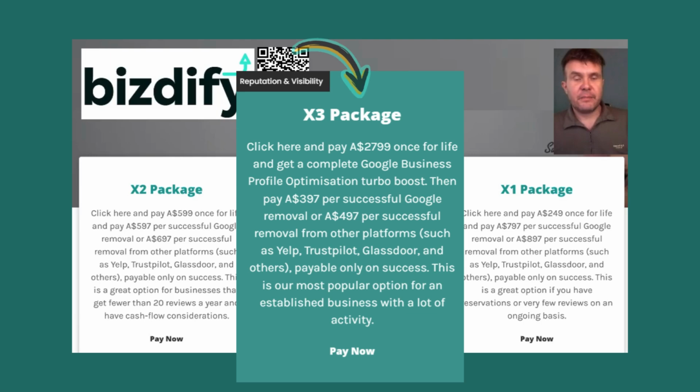The X3 package: bigger, more successful companies, or even more successful smaller companies, generally speaking always go with this one, because you get a massive Google Business Profile Optimization turbo boost. So it's 3 months worth of work, but the optimization will permanently help you. And you can continue with more optimization after that. Pricing depends on the challenge of your business. So you pay that once for life, but you also get the $3.97 per successful Google removal locked in for life, or $4.97 for any other platform. So it's the better option if you've got 20, 30 negative reviews that you want to deal with.